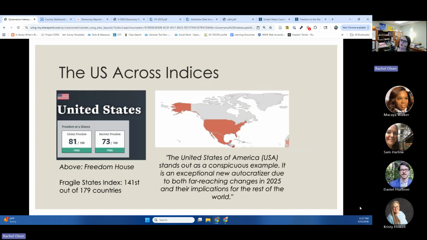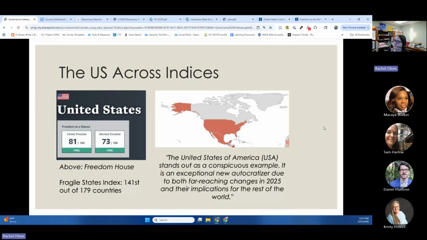A couple other things. I chose the United States as an obvious example to look at across a couple to see how it compares. So we looked at that global freedom score, internet freedom score. This one's from Freedom House. This one is the Fragile States Index, which we just looked at.